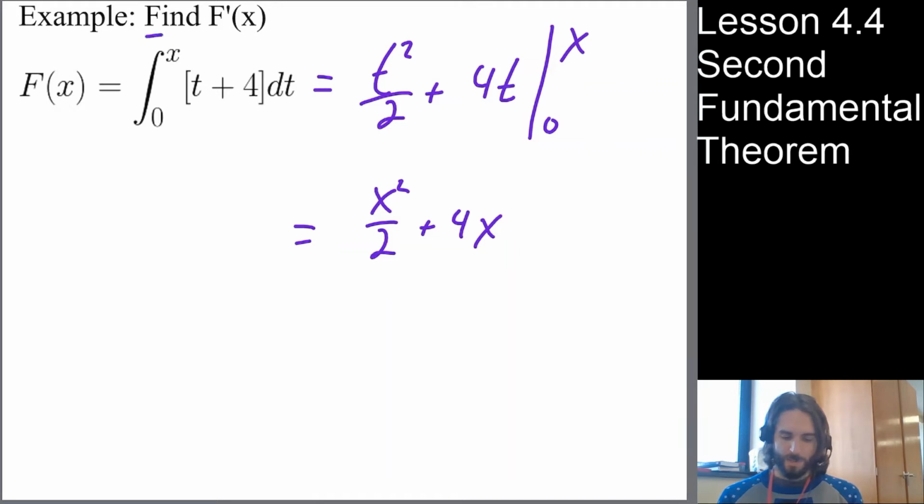And then it asks us to find the derivative. Again, just in case you were wondering, I'm ignoring this 0 because plugging in 0 there just gets me 0. So I'm not ignoring it, it just goes away. All right, so we're going to take the derivative of that. The derivative of x squared over 2 is x. The derivative of 4x is 4.